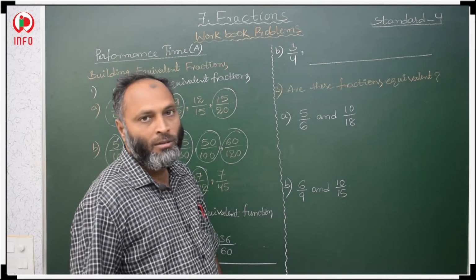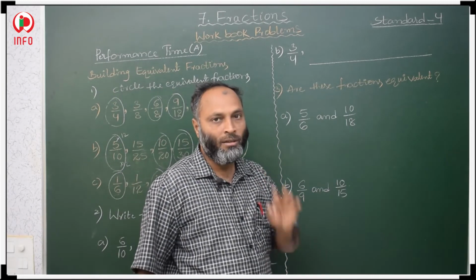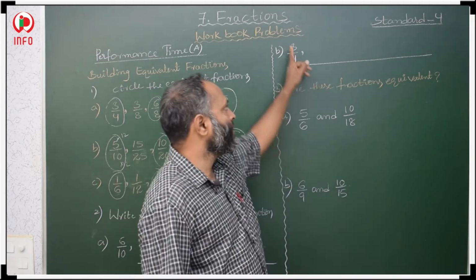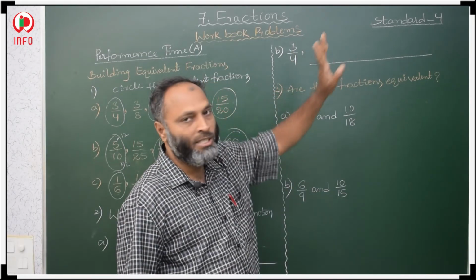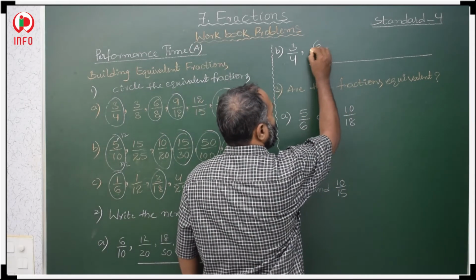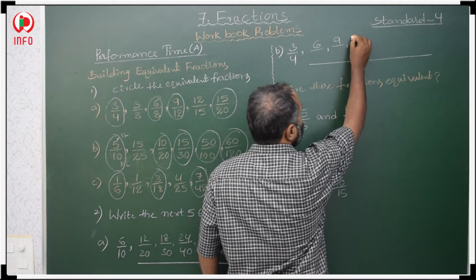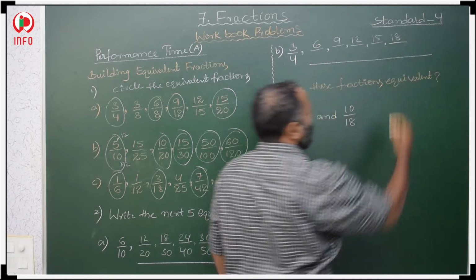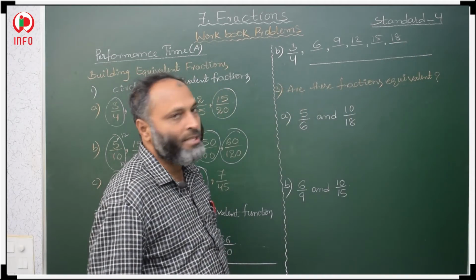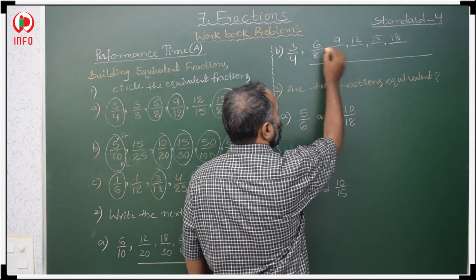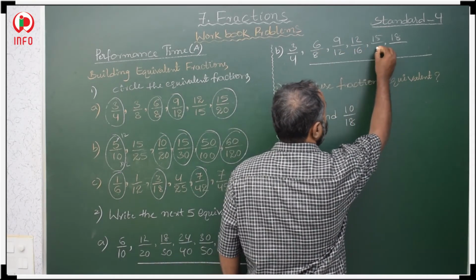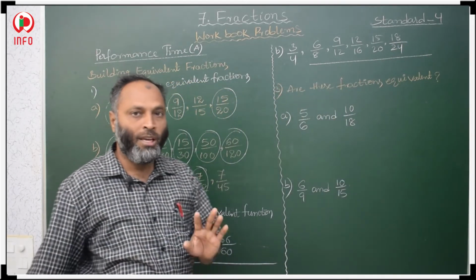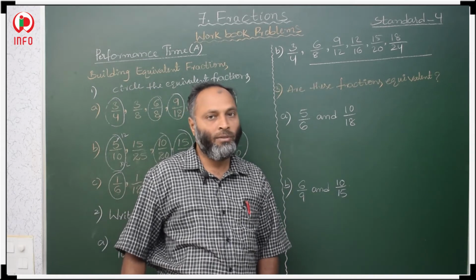Here 3 by 4. For this 3 by 4 also we have to write 5 equivalent fractions. How many? 5 equivalent fractions we have to write. 3 ones is there already, then 3 twos are 6, 3 threes are 9, 3 fours are 12, 3 fives are 15, 3 sixes are 18. Till 18 we have to write, 3 sixes are 18. And 4 also the same, till 6 we have to write. 4 ones is there, 4 twos are 8, 4 threes are 12, 4 fours are 16, 4 fives are 20, 4 sixes are 24. These are the 5 equivalent fractions of the given fraction.